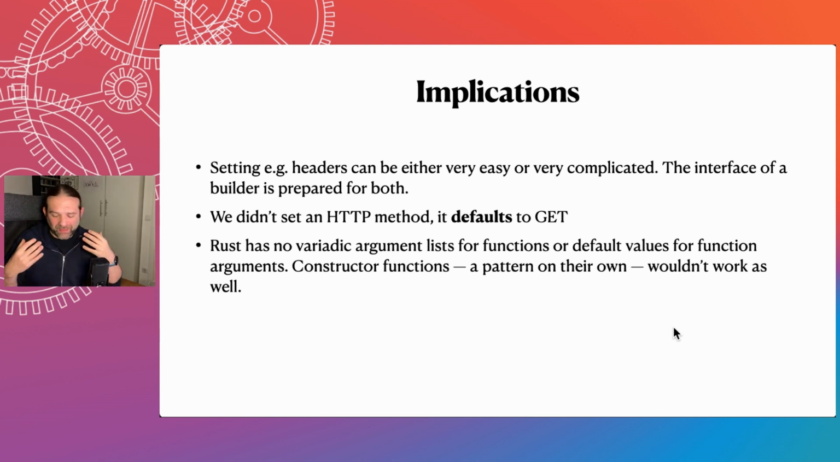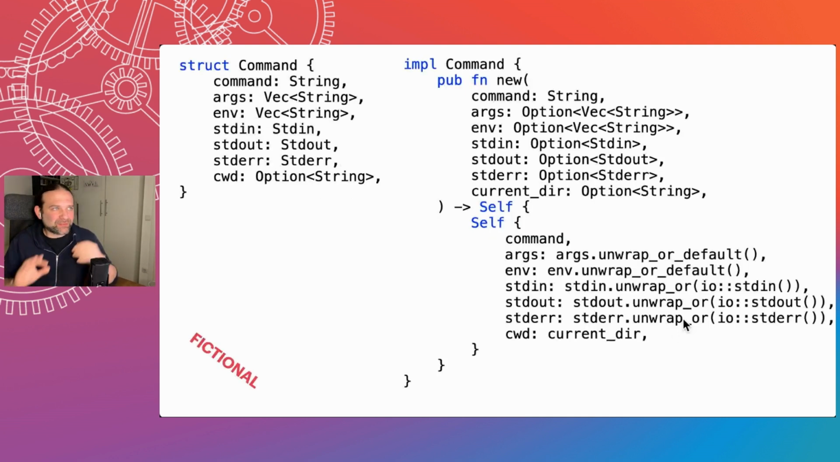And then if you think about having all this complexity, and you think about how Rust defines function interfaces and methods, Rust has no variadic argument lists for functions. Think about println. Println is not a function, it's a macro. Why? Because we have a variadic list of arguments. And you can't set default values for function arguments. So if you use a constructor function like ::new, which is, funny enough, a pattern on its own, it wouldn't work as well. And we can see that in this fictional representation of a standard process command.